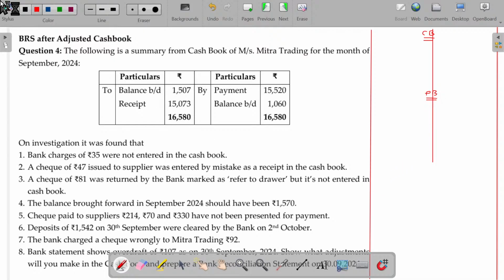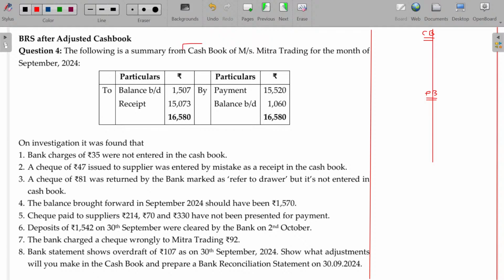The following is a summary from the cash book of Mrs. Mitra Trading for the month of September 24. Opening balance, closing balance, closing balance being 1060. A complete set of receipts and payments is given, with the opening balance, receipts added, payments subtracted to find the closing balance. This is nothing but balance as per cash book. Debit balance. So, balance as per cash book 1060.